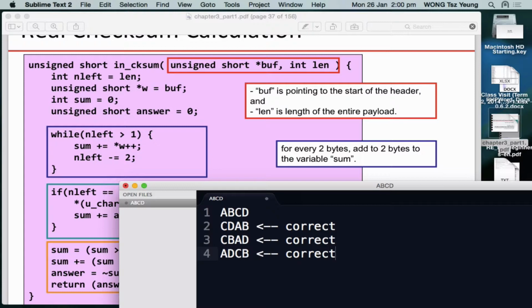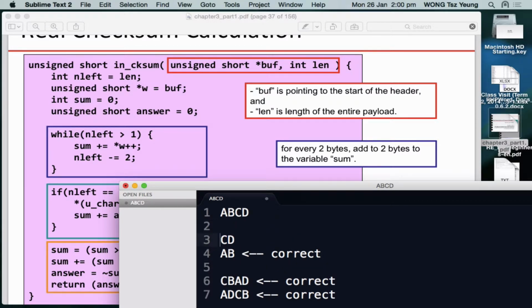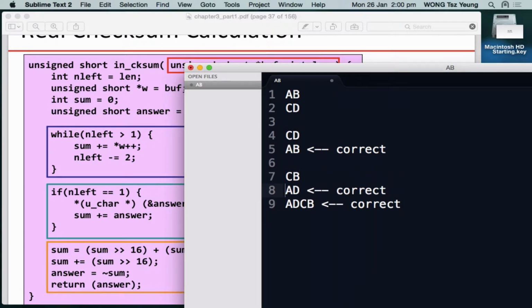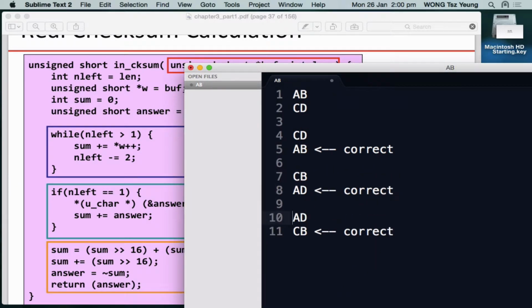Now look at here, why can they know that this is the correct answer? Basically AB will be added to CD. So look at here: are they the same? Yes, they're the same, if you consider it as an addition operation. Now how about the next two guys? Are they the same?